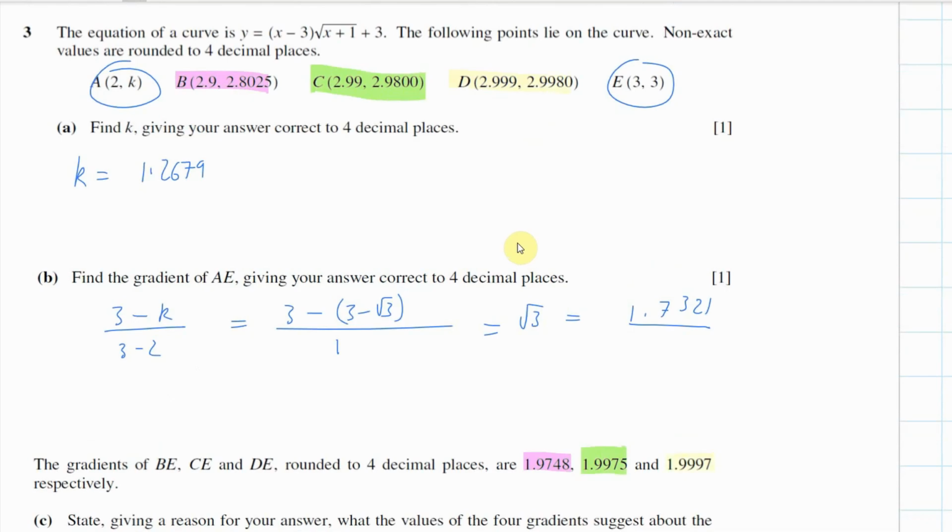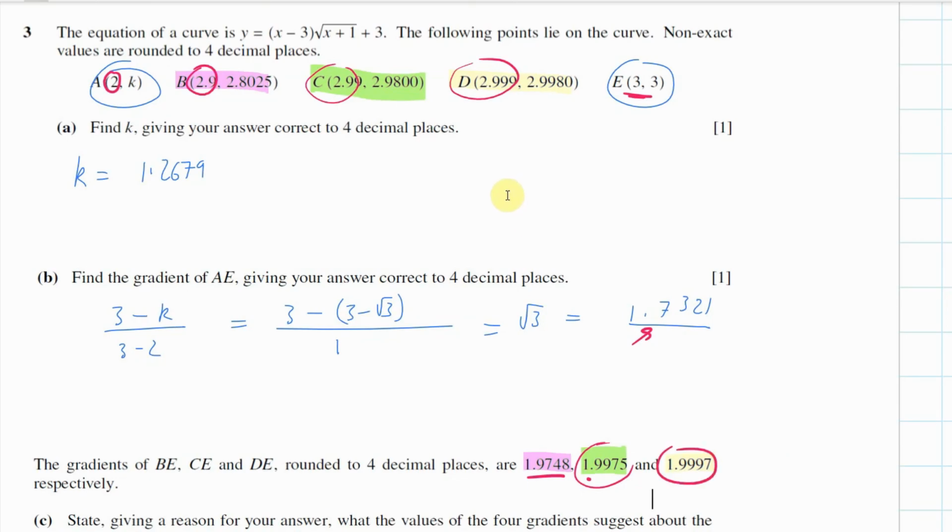Right, those respectively. And we've got to state, giving a reason, what the values of the 4 gradients suggest about the gradient of the curve at point E. Now what you'll notice is, at A, the x value is 2, and we got this gradient. Then we had 2.9, and we get this gradient here. 2.99, so closer again to E, which is 3, and you've got this gradient here. And then really, really close, like 1/1000th away from E, and we get this gradient here.